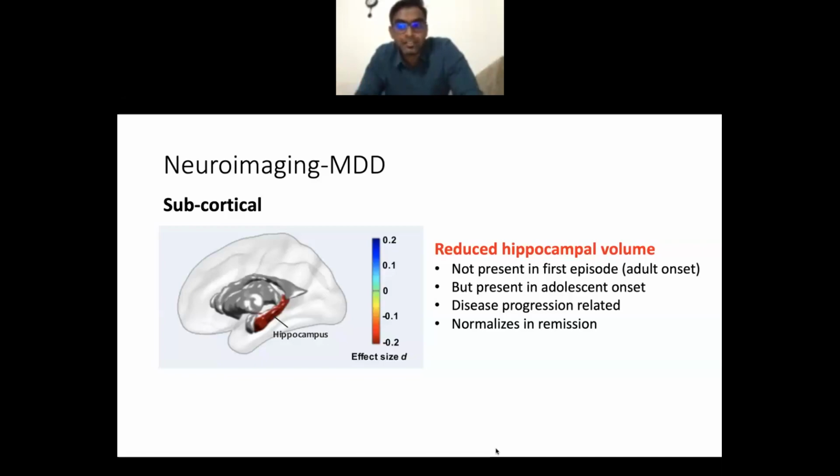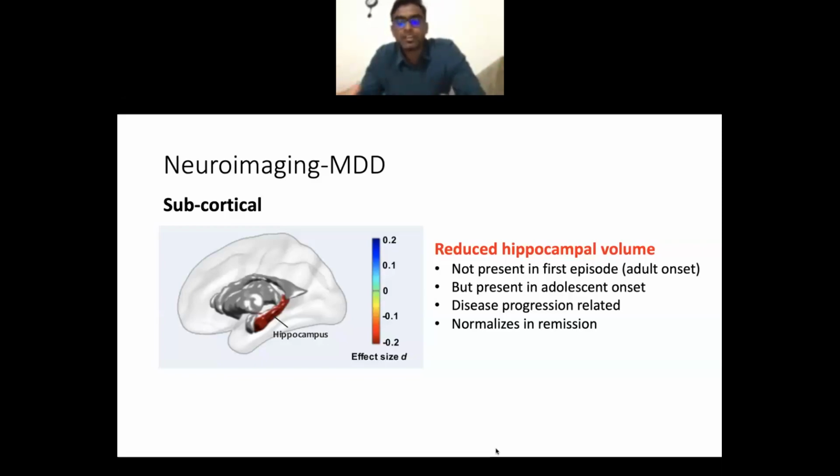But another intriguing thing is this hippocampal volume is reduced in adolescent onset cases of depression, whenever that is happening, whether there is any bipolarity there or not. And another important thing, very fortunate thing, is that it normalizes in remission.